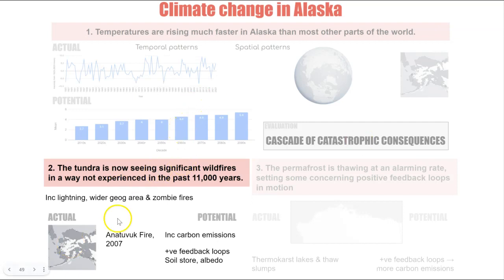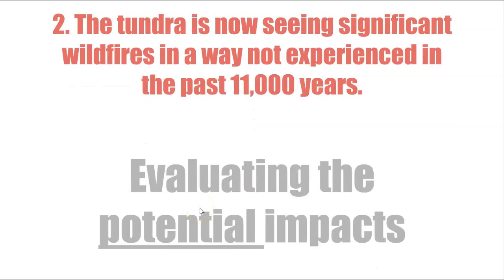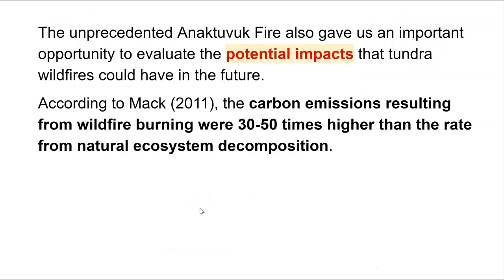So those are the actual impacts: increased lightning, wider geographical areas, zombie fires. Here's the Anaktuvuk fire as an example of that in 2007. What does it look like looking ahead? What is the potential for the future given these trends? Evaluating the potential impacts, this Anaktuvuk fire gave us an important opportunity to do so. So this study by Mack in 2011 tried to do just that.